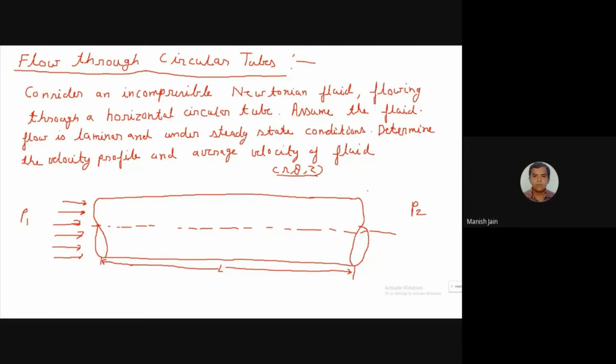Suppose you put the coordinate here. This is the z direction, this is the r direction, this is the theta direction. What will happen? What is the direction of velocity here? Velocity is in the z direction, but it may depend upon the r direction and theta direction also. So you have to put the coordinate system in such a way that it becomes symmetrical, so that you can solve the problem easily.